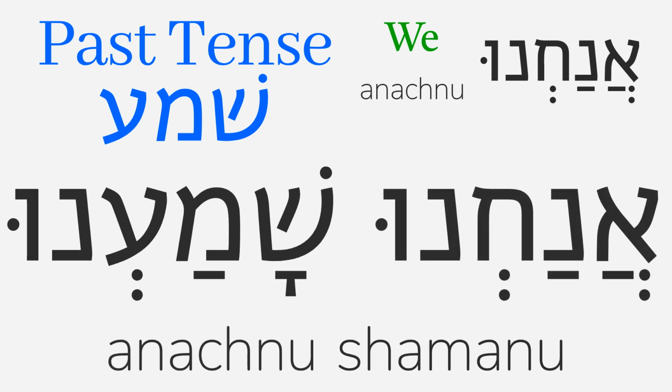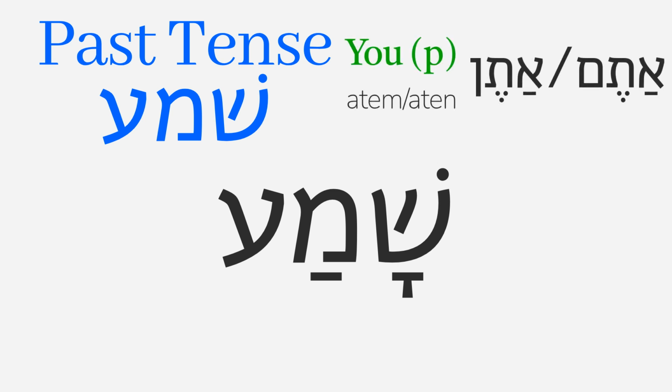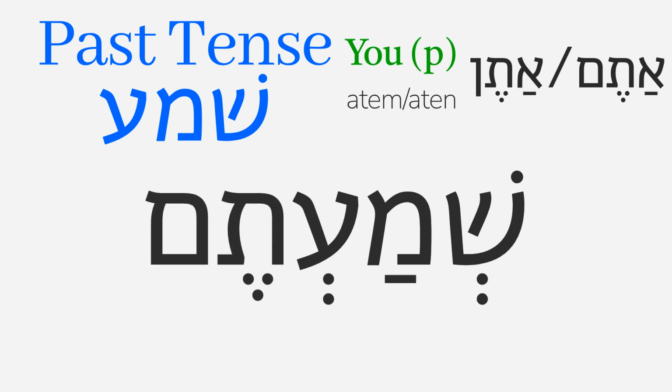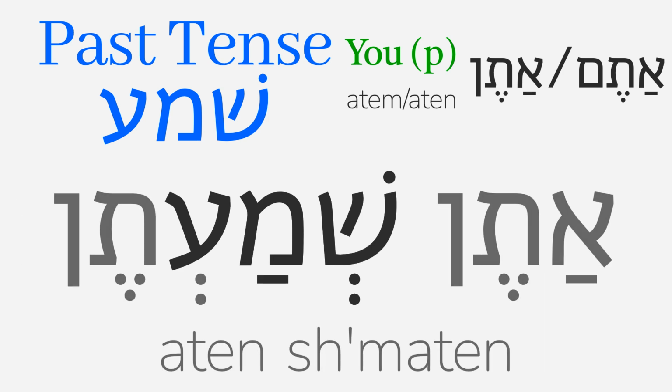The same is the case for the anachnu form, which adds nu to the hu form, shamanu. Anachnu shamanu, we heard. The masculine and feminine plural forms of the past tense, for atem and aten, shorten the first vowel, the kamatz, of the hu form to a shva, and add a tem or ten ending. Again, endings very similar to the pronouns atem and aten. Atem shematem, you heard masculine plural, and aten shematen, you heard feminine plural.